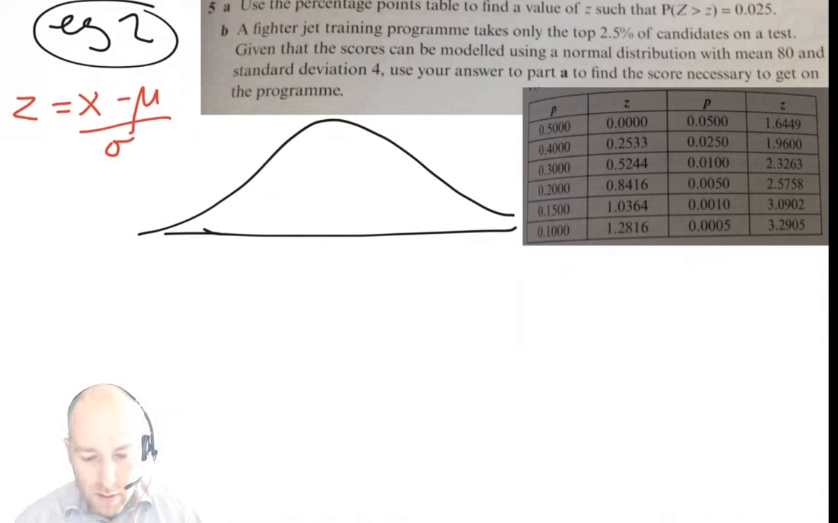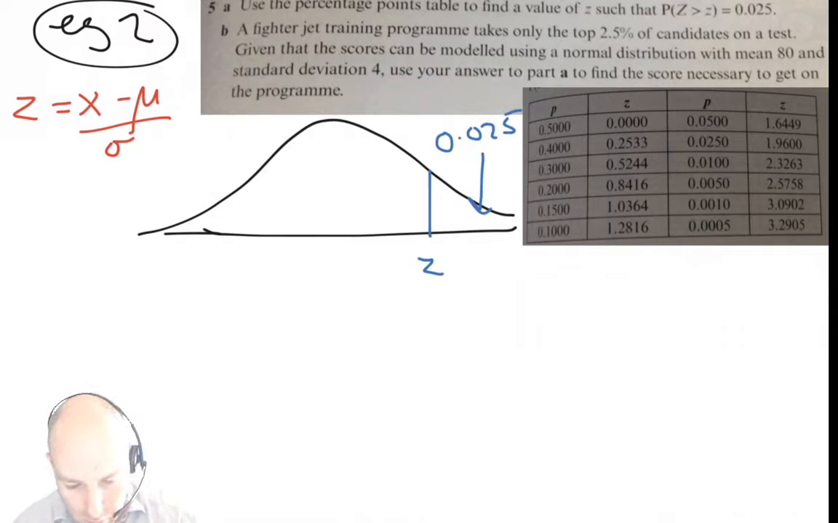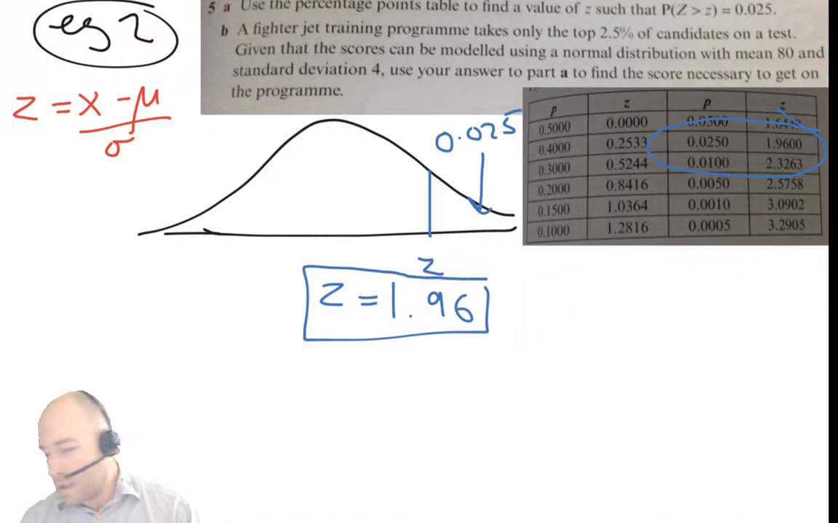So we want to try and find the z value for z greater than it, which is 0.025. So there's our z value, 0.025. So that's what we're trying to get. So if we look to the table, 0.0250 is here. So we get z is 1.196. I'm being an idiot. 1.96 is what it actually says. So there's the answer to part A.